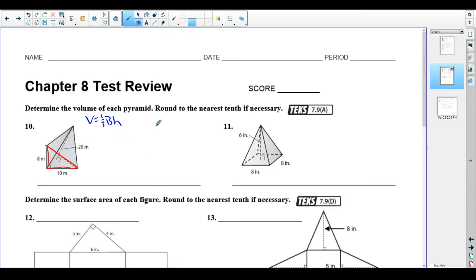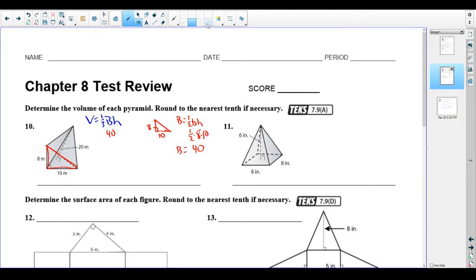So our base is our triangle. It only gives us 2 numbers. It only tells us 8 and 10, so we know that's what we're going to multiply. The area of the base can be 1/2 of 8 times 10. So half of 8 is 4. 4 times 10 is 40. Gives us an area of the base, 40.